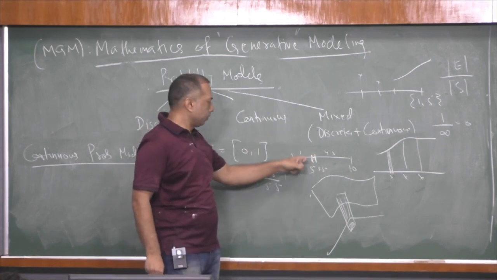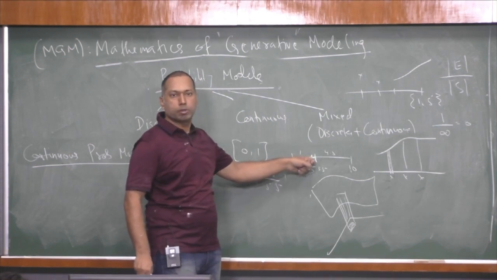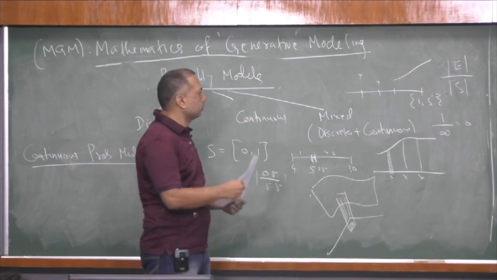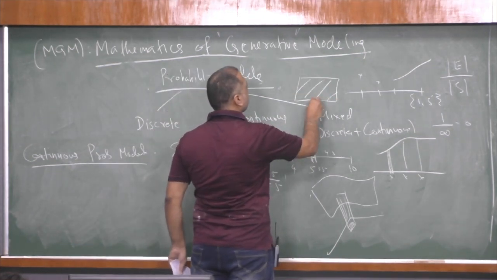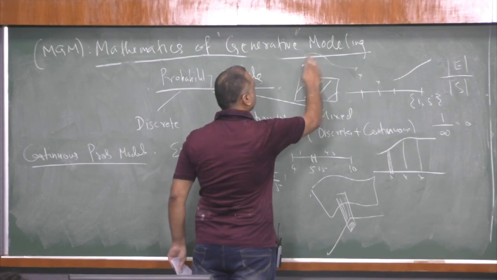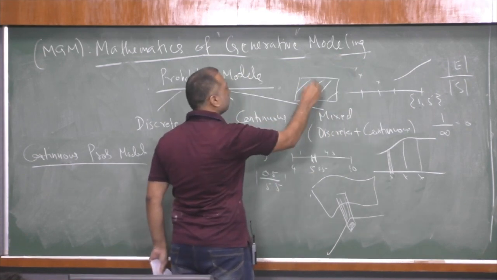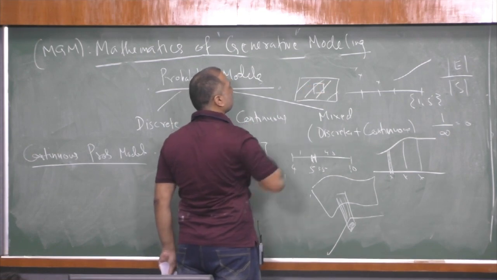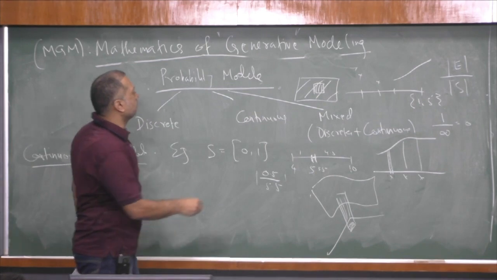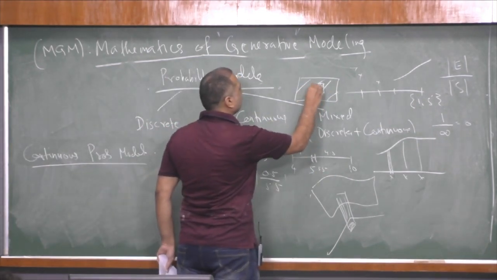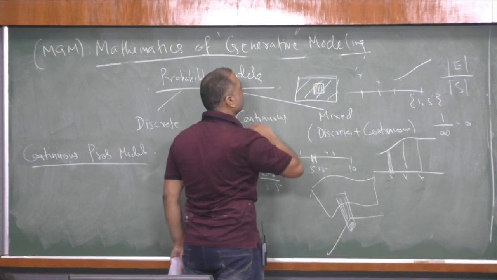As I said, if things change to 2D, then even an interval will not make sense. If someone is asking me, this is my domain, and over it I have to compute the probability, what is the probability that something lies here? That makes sense because I will take the area of this divided by the area of the full thing, and that will be the likelihood of a point lying here.